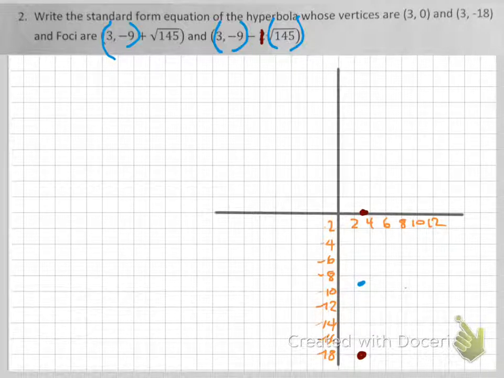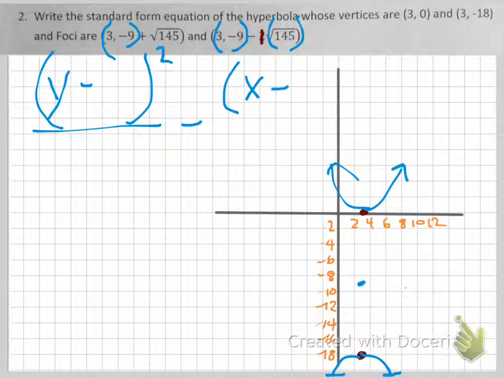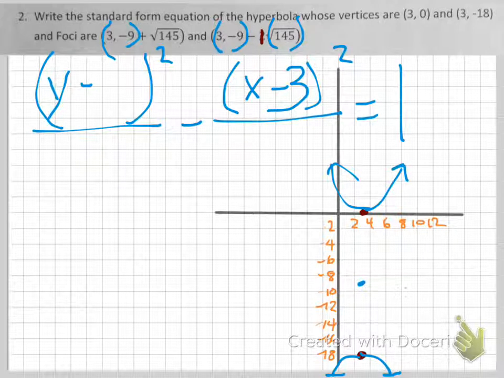Okay, so if we're looking for the standard form equation of the hyperbola, just from those 3 points we have on our graph, we know that it's got to open up and down, since those are our vertices. They're vertical from each other. So that tells us that our y is going to be our first term, and our x is going to be our second term. Okay, we just need to find our a and b values and our h and k values. Well, we just found our h and k values as 3, negative 9. So our 3 goes into our x, and our negative 9 goes into our y.